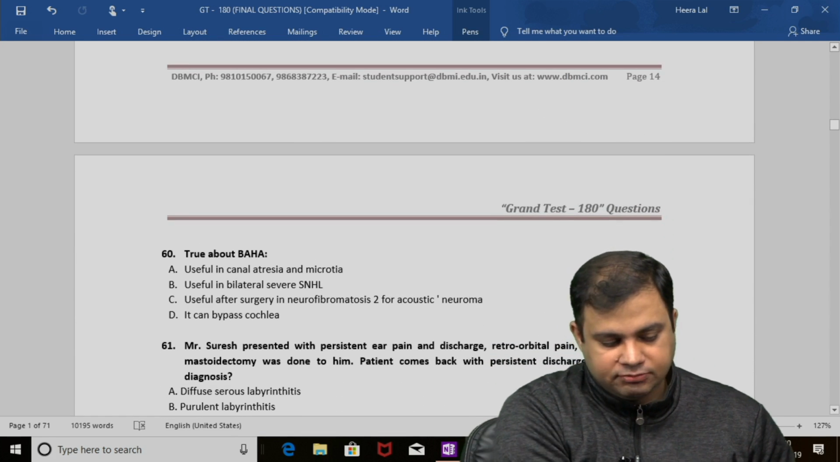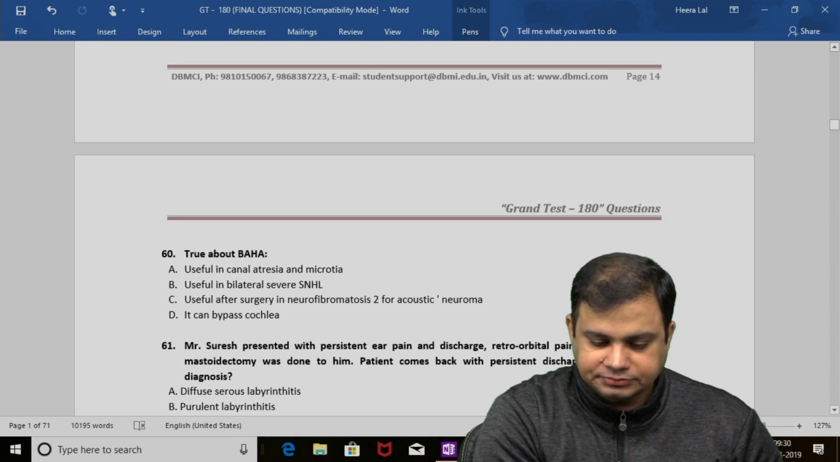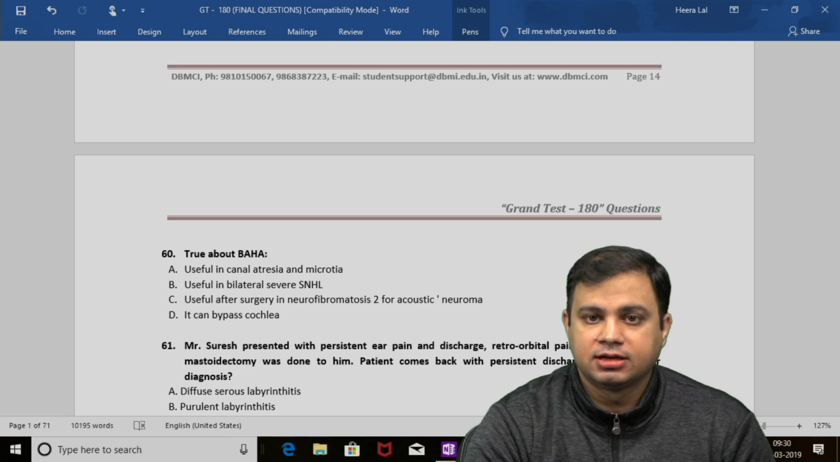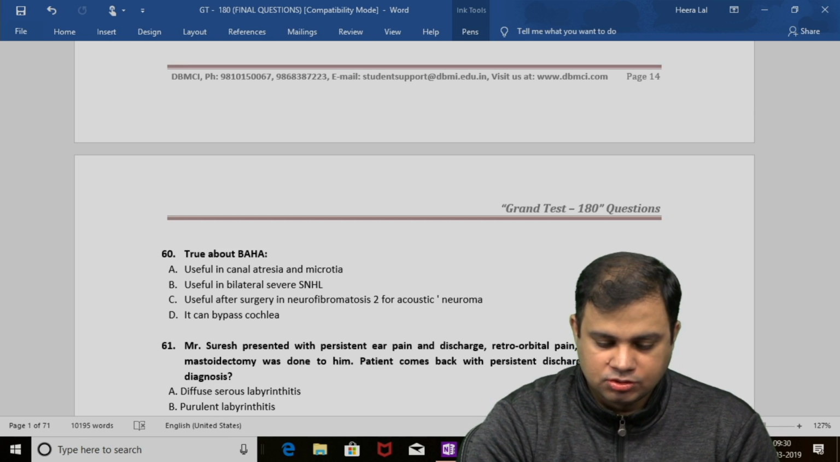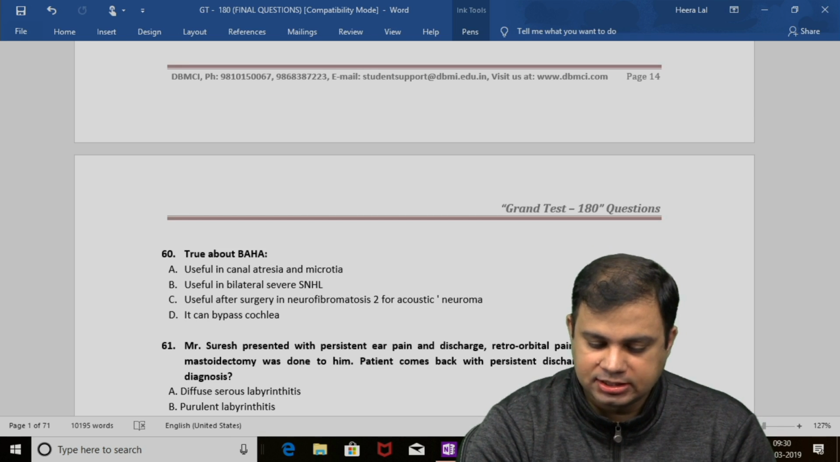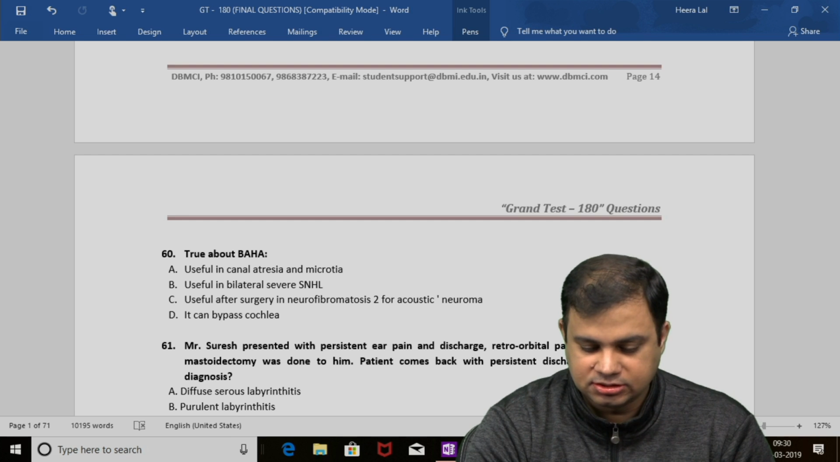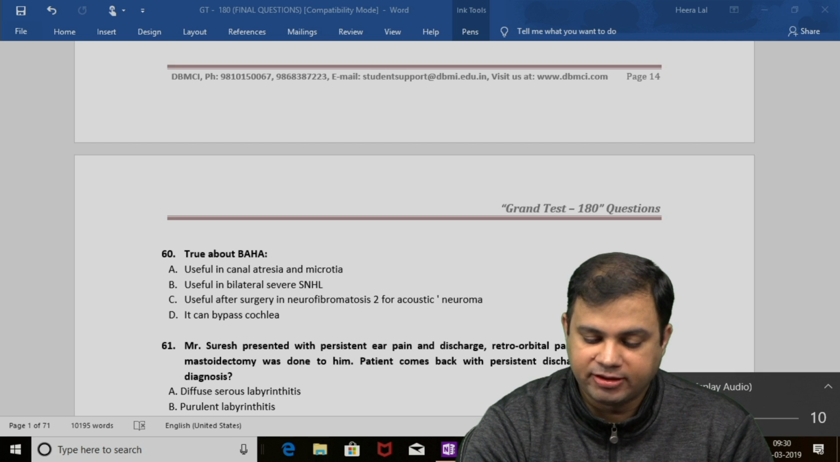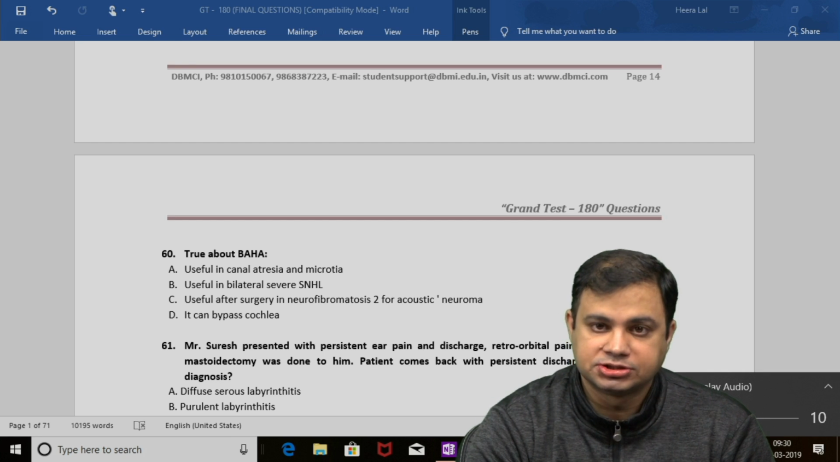Now, coming to question number 60, true about BAHA. BAHA is bone anchored hearing aid. So, it is useful in canal atresia and microtia, that is correct. It is useful in bilateral severe SNHL, this is wrong. Option C, useful after surgery in neurofibromatosis type 2 for acoustic neuroma.